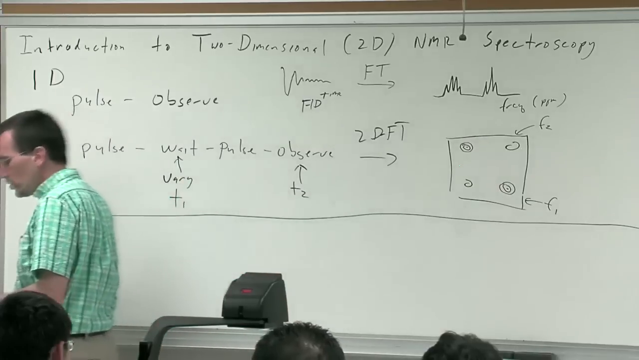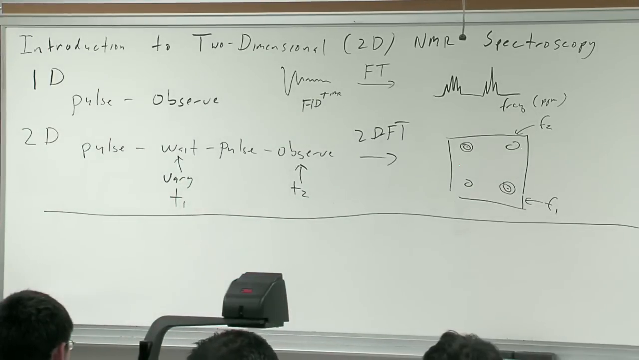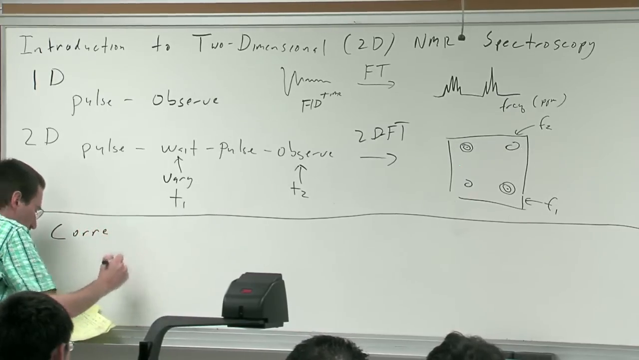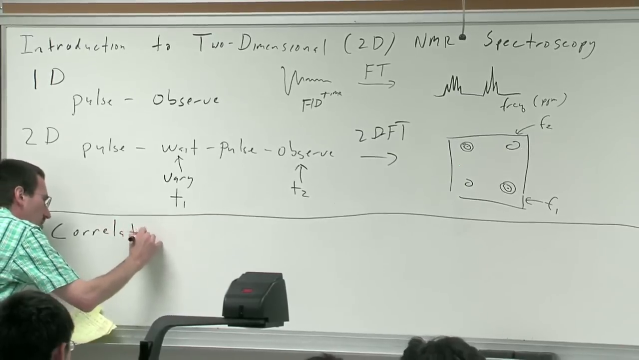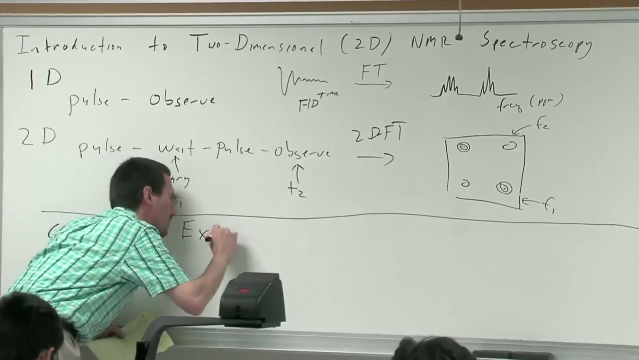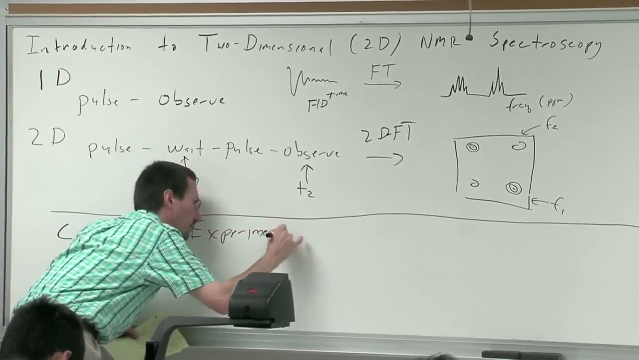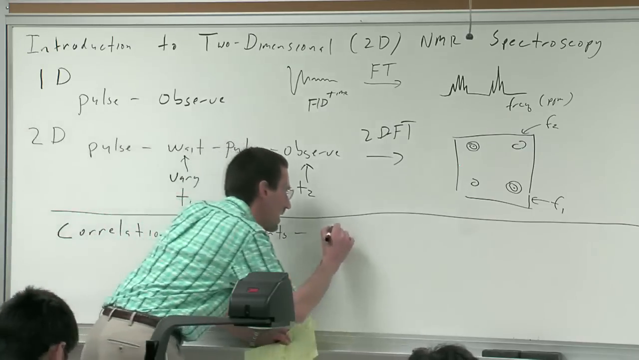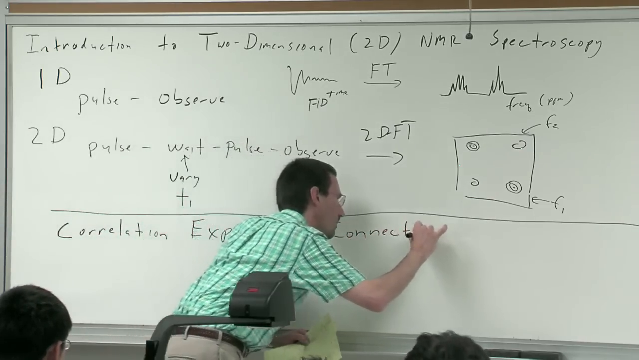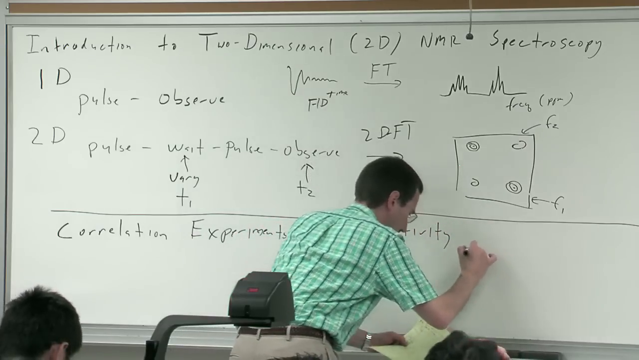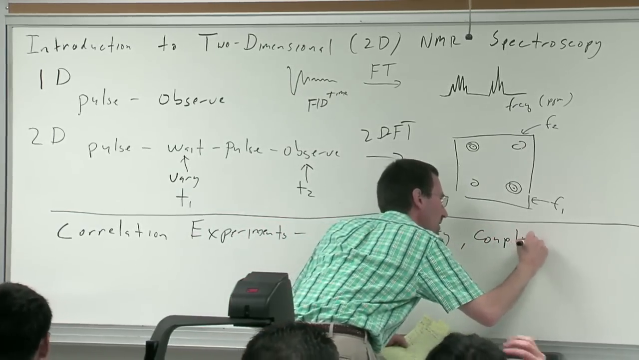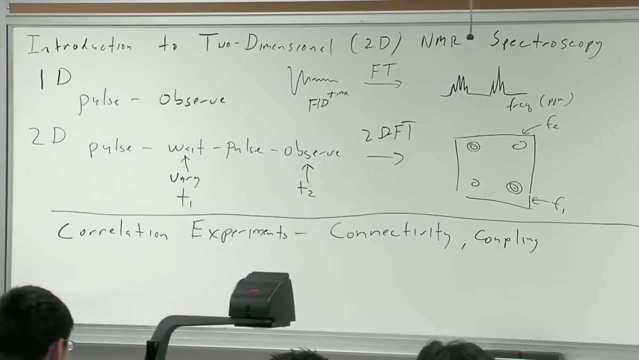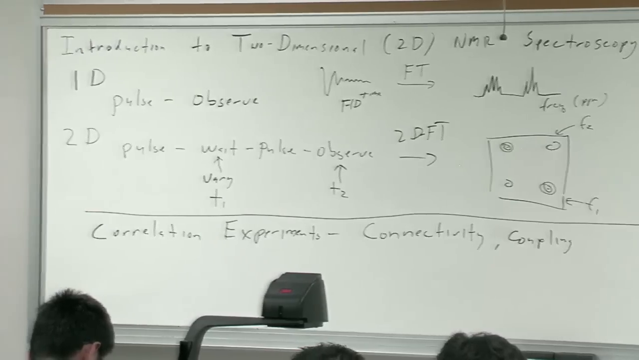There are 2 general types of 2D NMR experiments. One of these families, the one that we'll be talking about mostly, is correlation experiments. Correlation means connectivity. It means literally what's connected to what. Another way of thinking of this is coupling. It can be proton-proton coupling. It can be proton-carbon coupling. That's what correlation experiments give you information on.